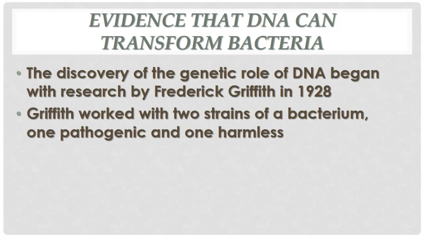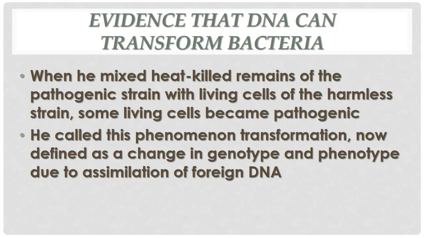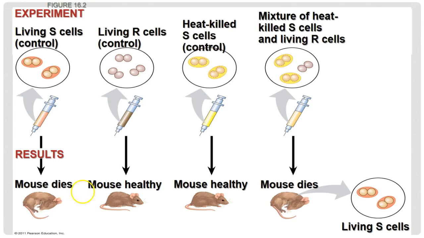The learning about the role of DNA was first begun with the research by Frederick Griffith in the late 1920s. He worked with two different strains of a bacterium, one of which was pathogenic and one was not pathogenic. And then when he mixed heat-killed pathogenic bacteria with the living non-pathogenic bacteria, he found that when he injected them into living animals, they had become pathogenic in the process. This shows the different kinds of cells that he had here.